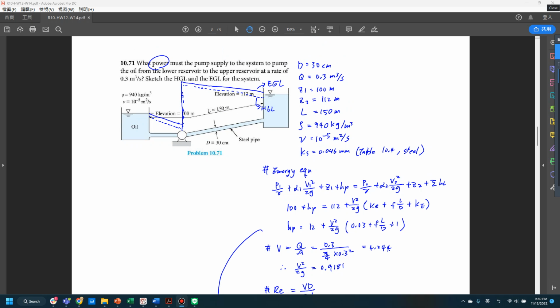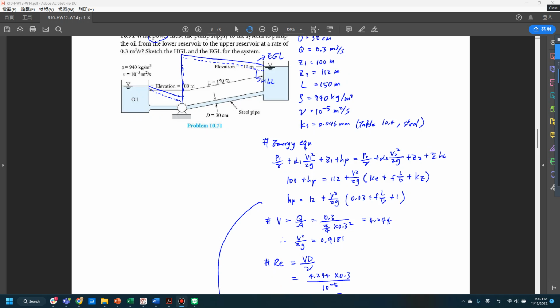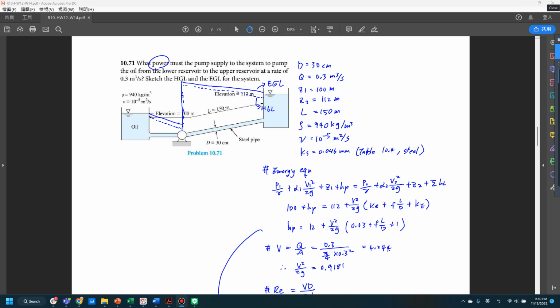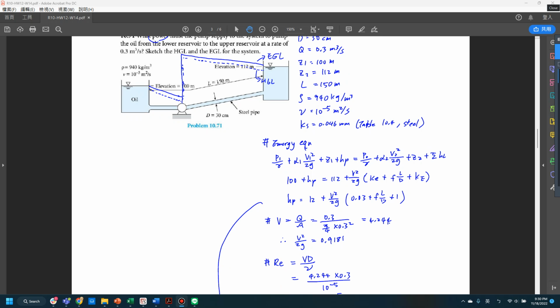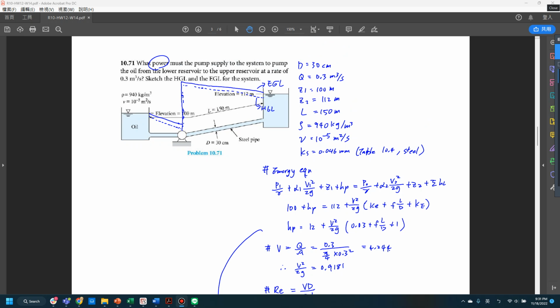Okay, so the reason why we have a pump is to overcome the energy difference between this lower reservoir and the top reservoir. So we will need to apply the energy equation. We first write down this energy equation shown here. And similarly, we assume that alpha1 and alpha2 are equal to 1, and then we plug all known information into this equation.